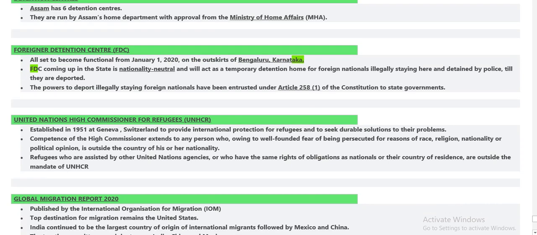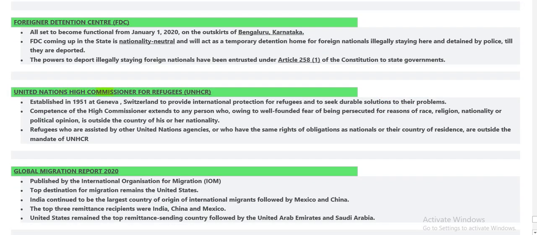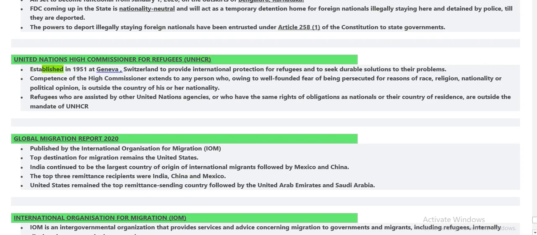Detention centers. Assam has 6 detention centers. They are run by Assam's Home Department with approval from the Ministry of Home Affairs, MHA. Foreigner Detention Center, FDC, is all set to become functional from January 1, 2020, on the outskirts of Bengaluru, Karnataka. The FDC coming up in the state is nationality neutral and will act as a temporary detention home for foreign nationals illegally staying here and detained by police, till they are deported.